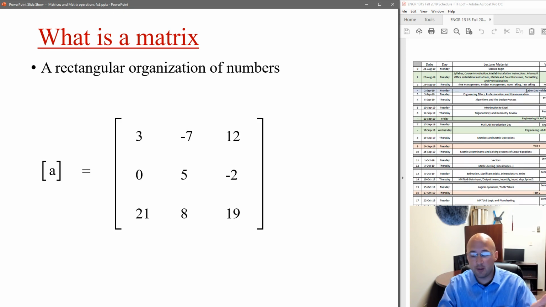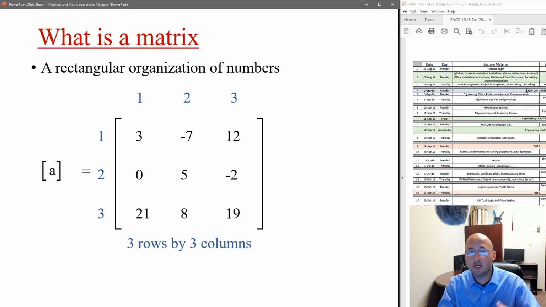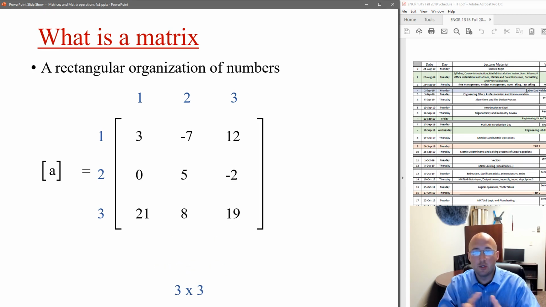And I say 3x3 because it has 1, 2, 3 rows, and 1, 2, 3 columns. So since it has 3 rows and 3 columns, we say it's 3 rows by 3 columns, or a 3x3 matrix, or more simply just 3x3. So predominantly we will just be using that 3x3 notation going forward.